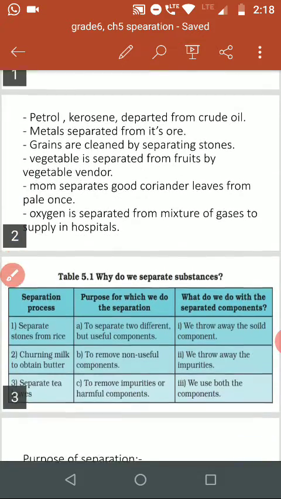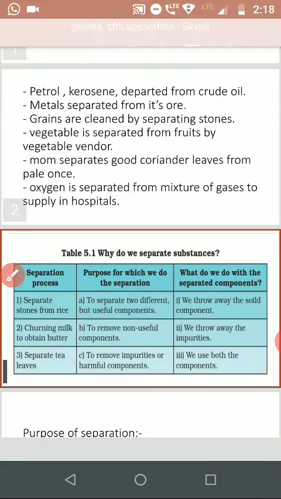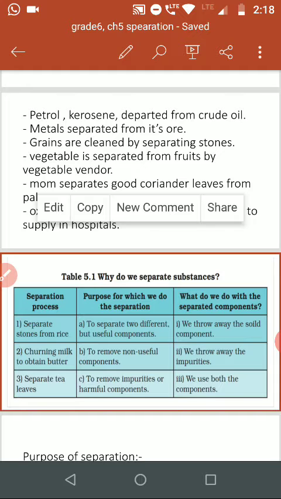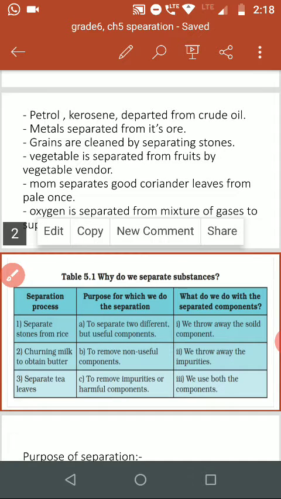Let us see a few more examples. Those were the examples already mentioned in your textbook. These are the new examples which I am giving here. Next, petrol and kerosene are separated from the crude oil. Why? Because this crude oil contains lots of substances in it which can be separated and which are all useful in different ways.